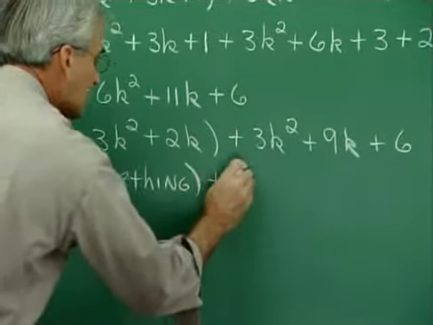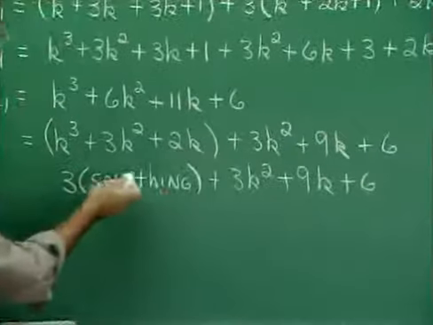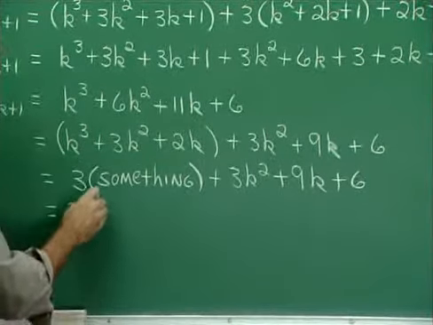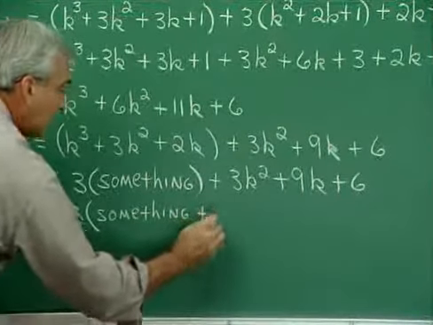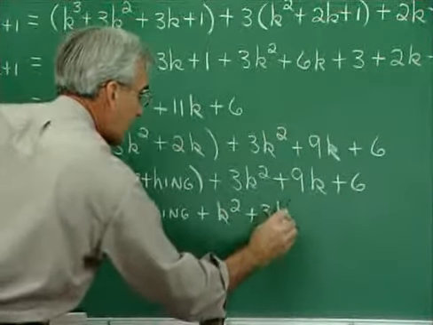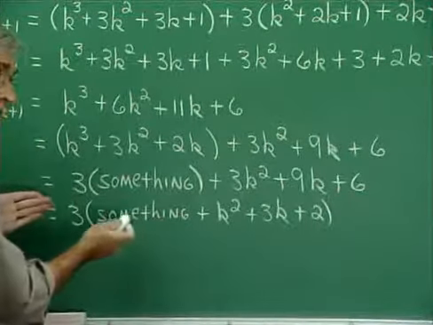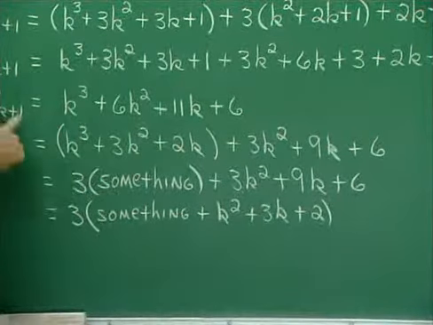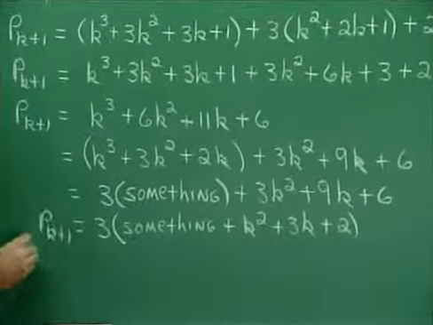And now we have plus 3k squared plus 9k plus 6. Oh, I see 3 factors in all of these terms. So I can factor this business into 3 times something plus, yank the 3 out of this and we have k squared. Yank 3 out of this and we have 3k. Yank 3 out of this and we have 2. So I have a form that is factored in such a way that 3 is a factor of this business up here, the p sub k plus 1. So 3 is indeed a factor of p sub k plus 1, and we have proven the conjecture.